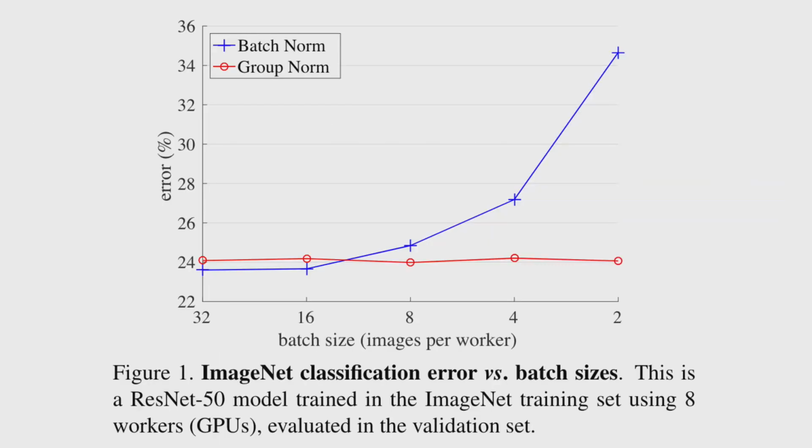So this was figure 1 that shows Imagenette classification error versus batch sizes. This is for a ResNet 50 model using 8 GPUs. And we have the blue plus marker, which is our batch norm, and the red open circle marker, which is group norm. And as we can see, group norm accuracy or error rate is consistent no matter what the batch size is. Whereas for batch norm, even though it beats out group norm at higher batch sizes, as the batch size gets lower, the error rate gets significantly worse.